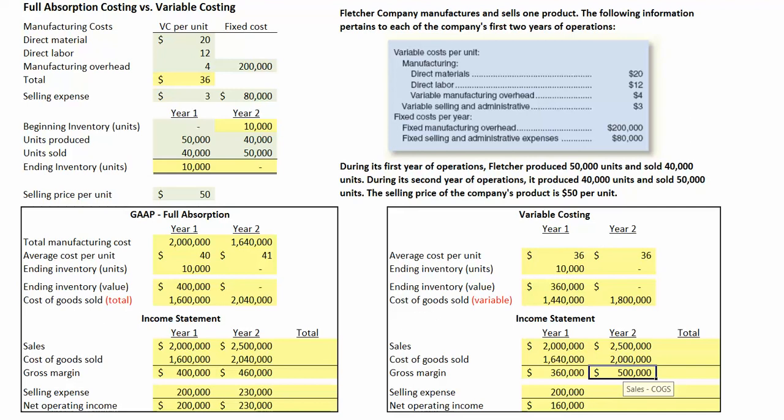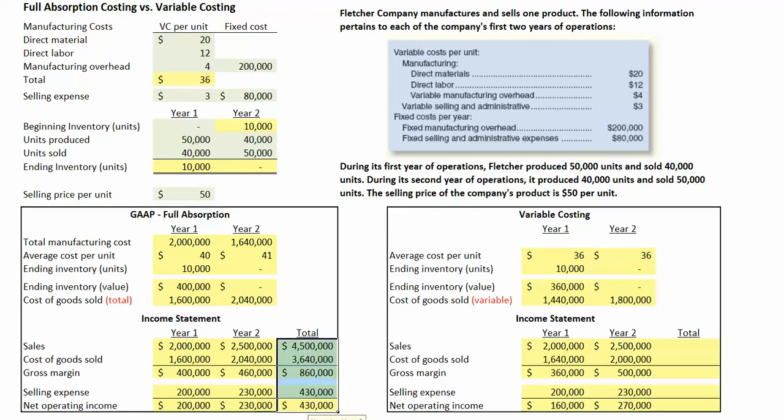Our selling expenses are just the same as in year 2 for the GAAP or full absorption costing, $230,000. That's 50,000 units times $3 per unit for variable, plus the $80,000 in fixed, giving us a net operating income of $270,000. Let's go ahead now and calculate our combined 2-year net income under GAAP, full absorption accounting, and variable costing.